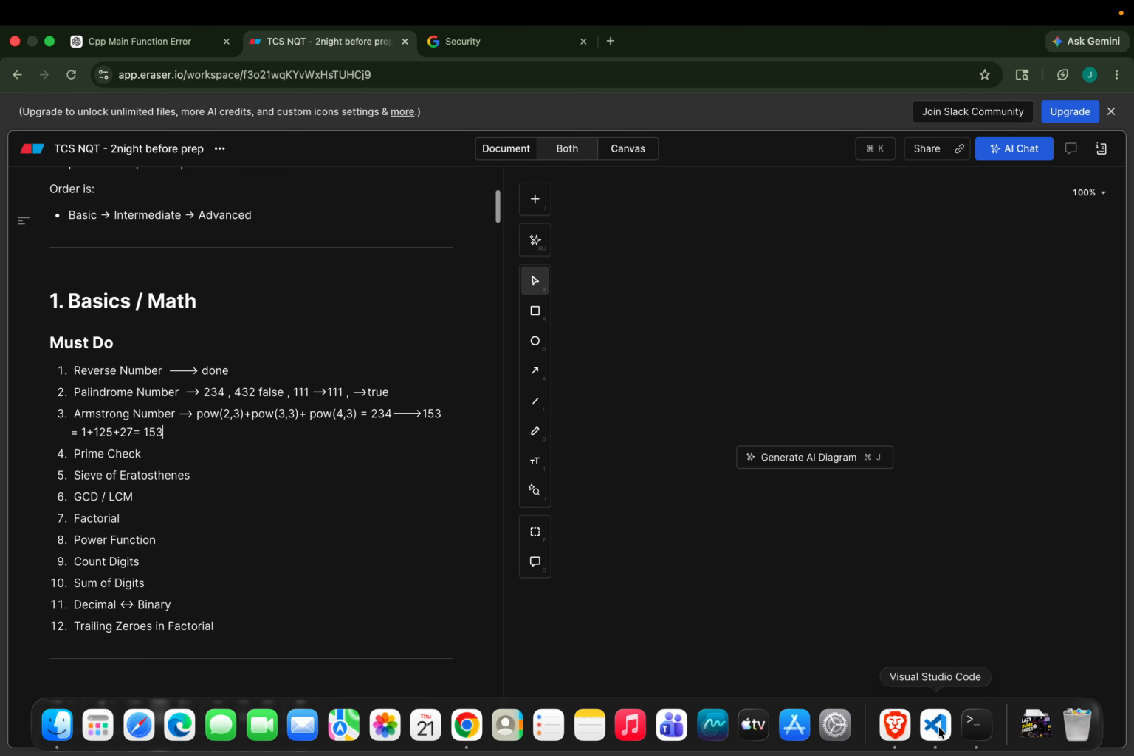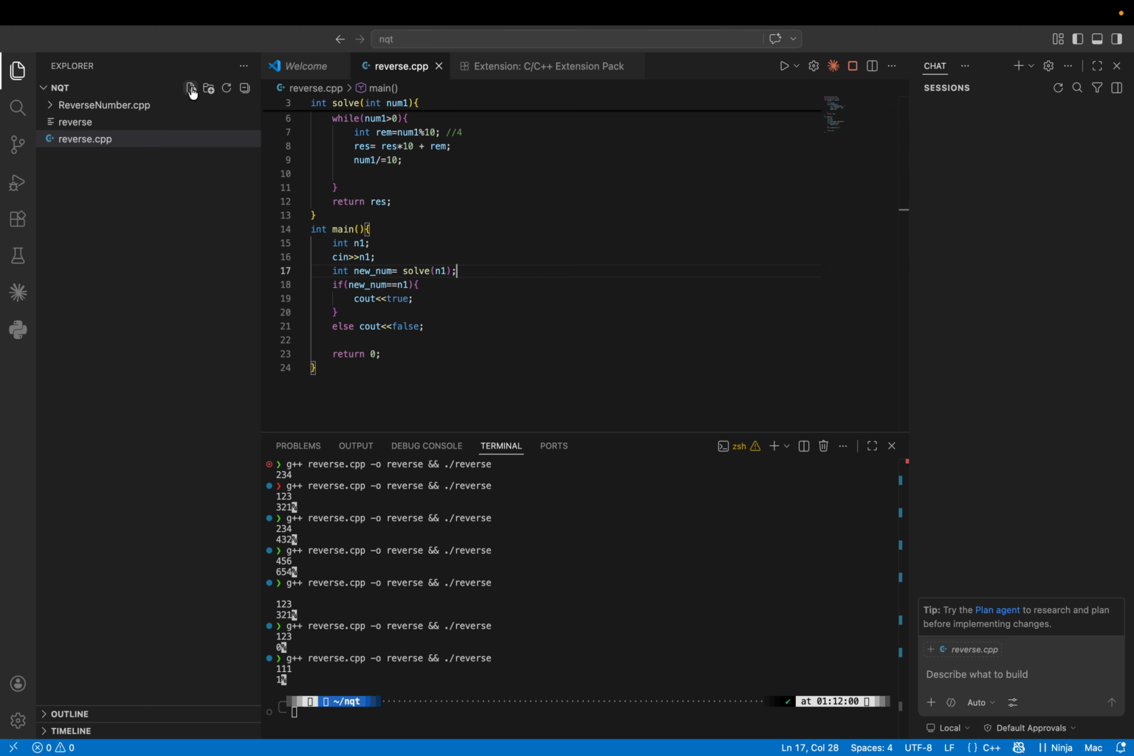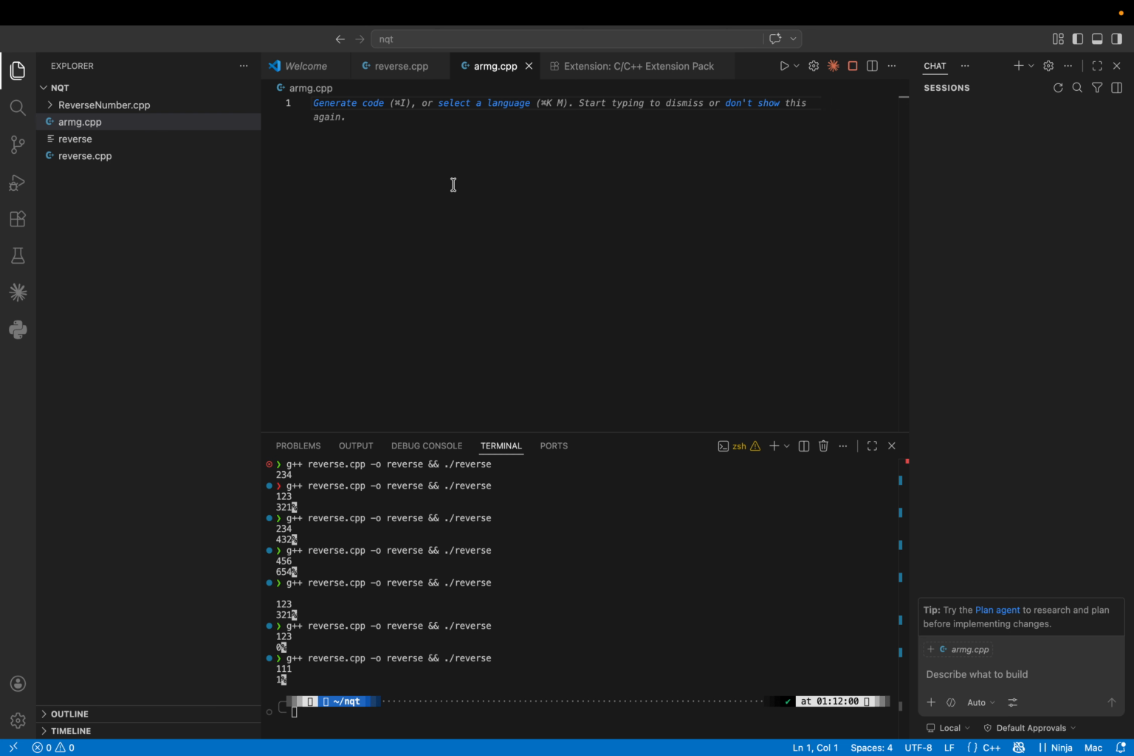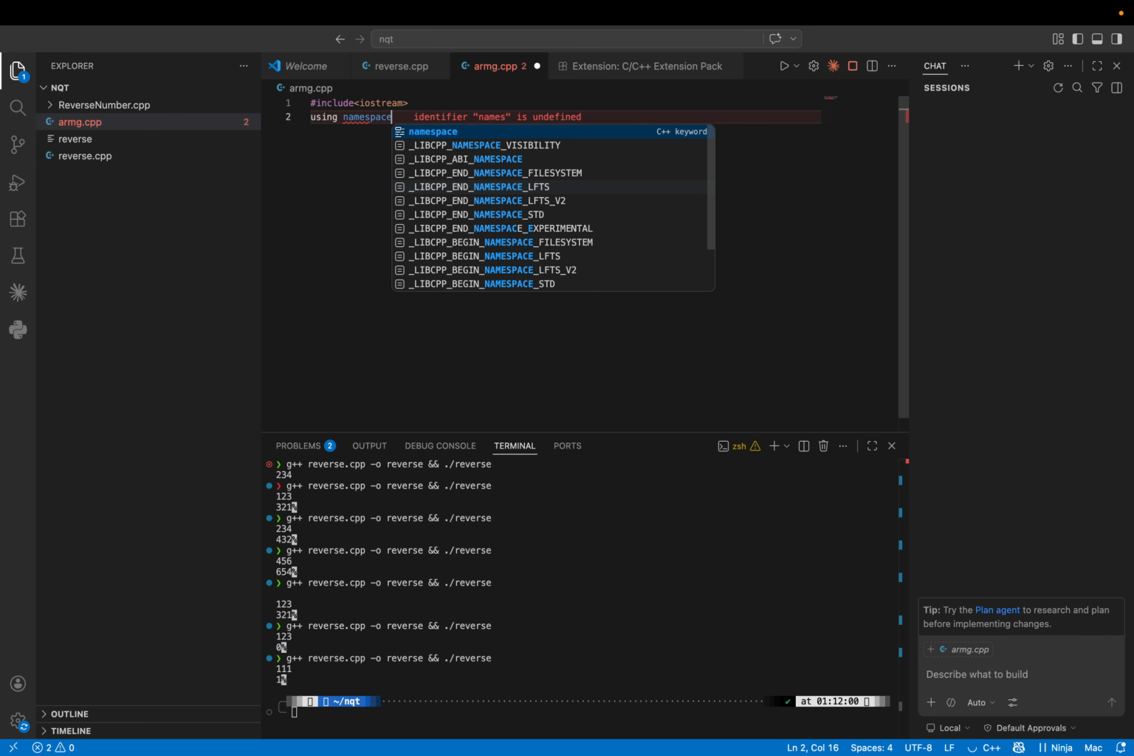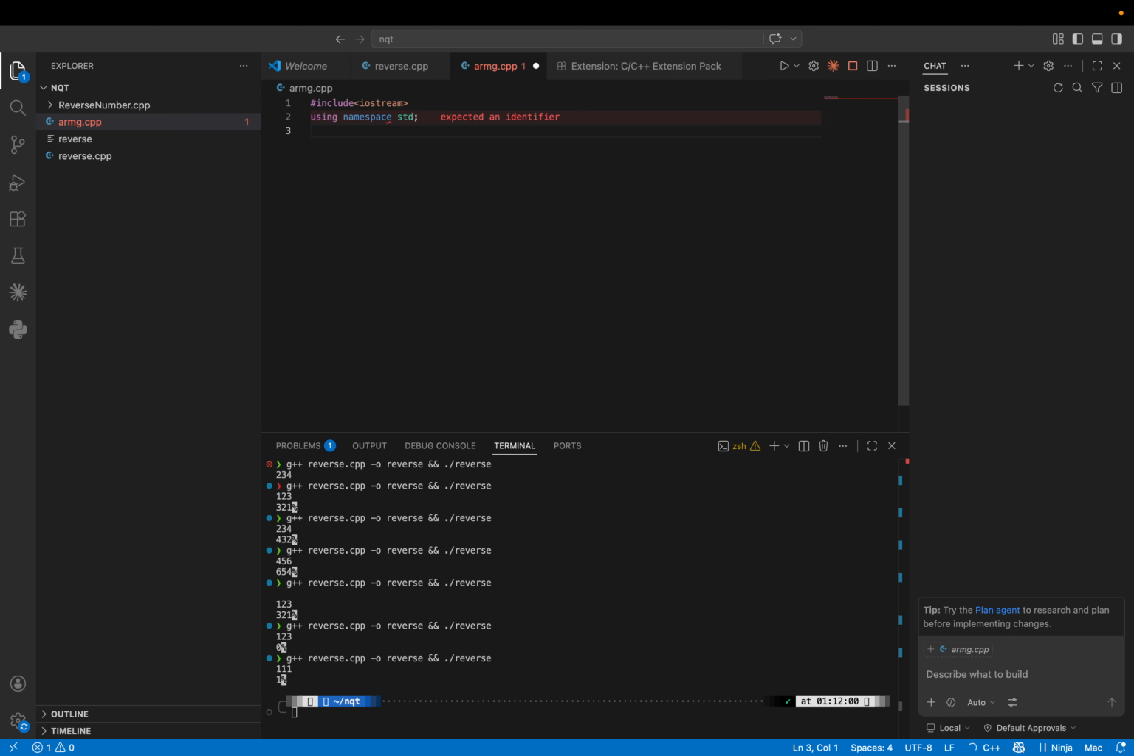Okay, let's write this. Maybe I could have forgotten how to use pow or something. So this is my Armstrong.cpp. We will write everything from scratch because we have to. Hash include iostream, using namespace std, then int main, return 0.